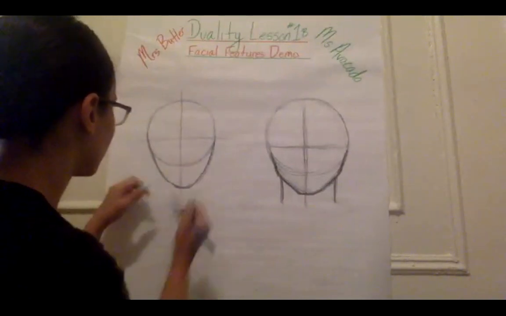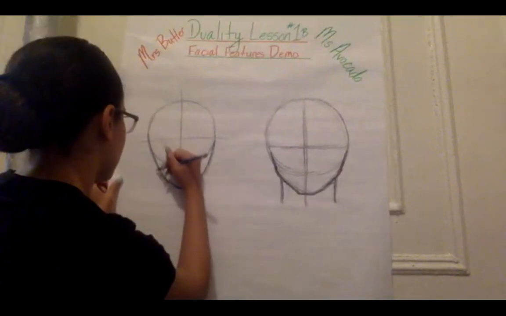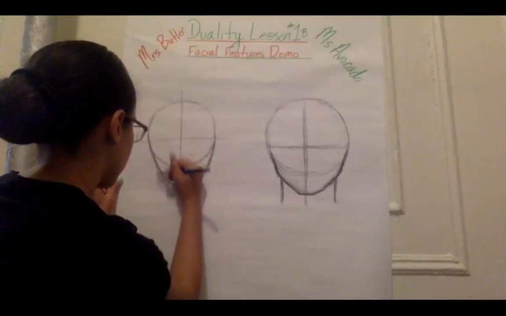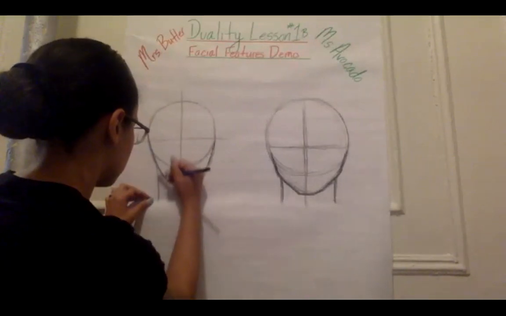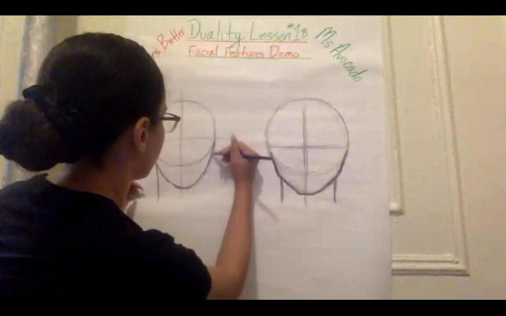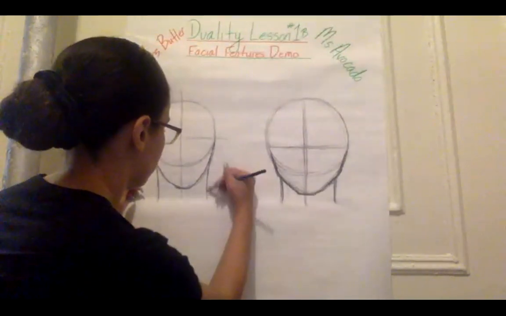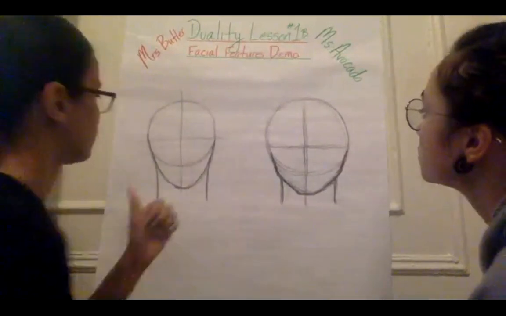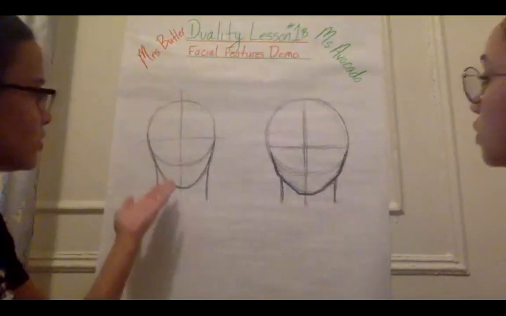Nice. Okay. Maybe mine is a little low. That's okay. That's fine. We'll fix it. And then I'm going to add the lines for my neck. Okay. So coming down from here, and from here. So straight, straight. Great.